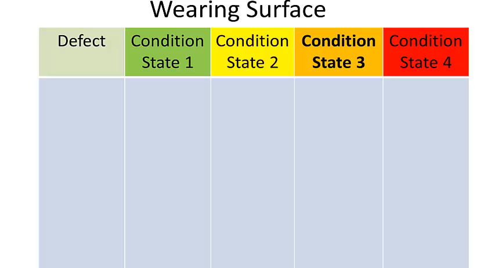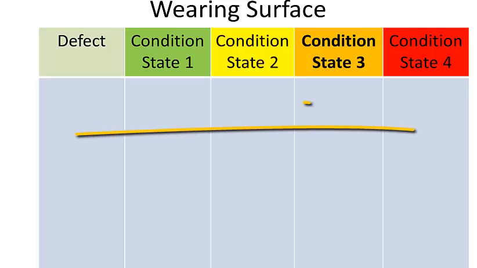In this video, I'm going to discuss the condition states as they pertain to wearing surface. And this includes all wearing surfaces, the rigid and the flexible, the asphalt and bituminous and the cementitious. This is our basic chart.